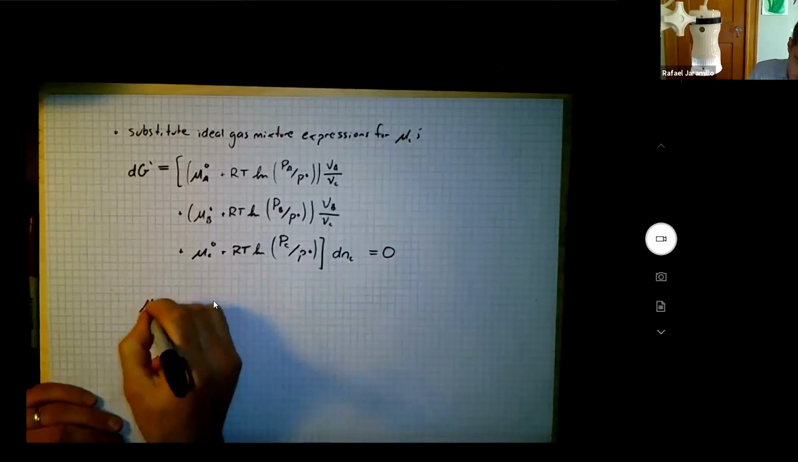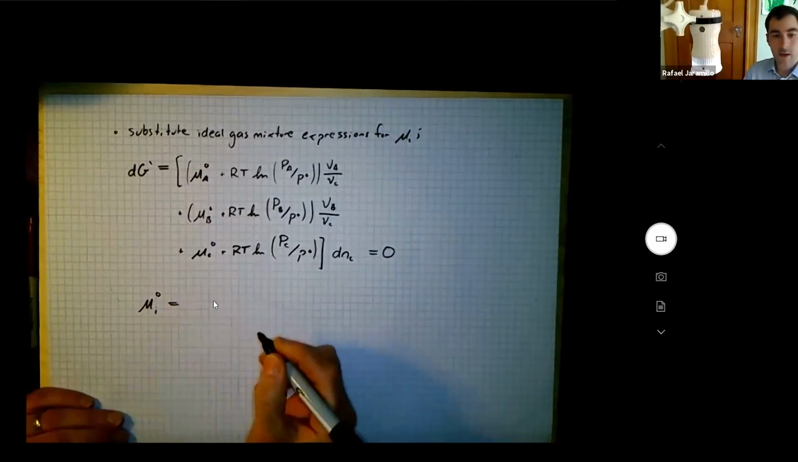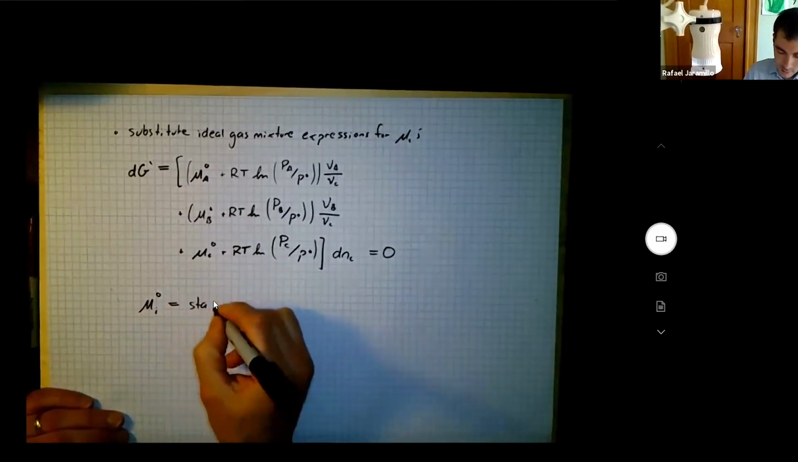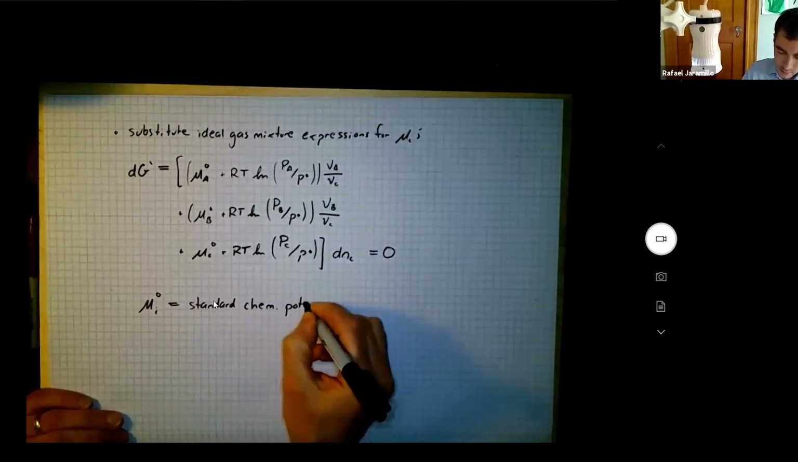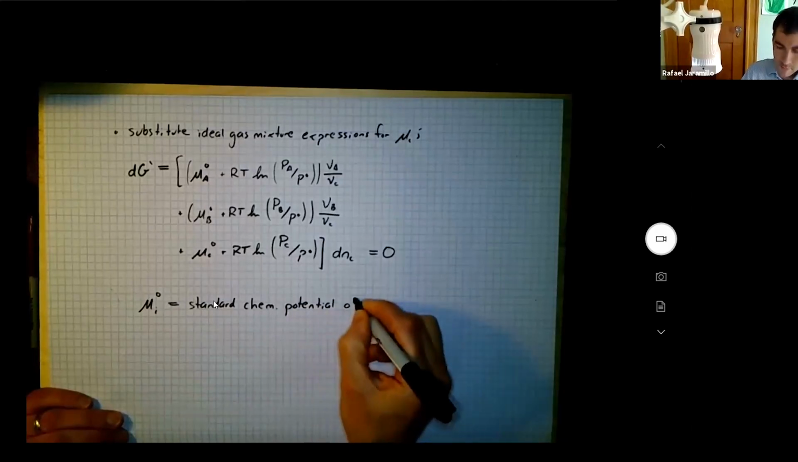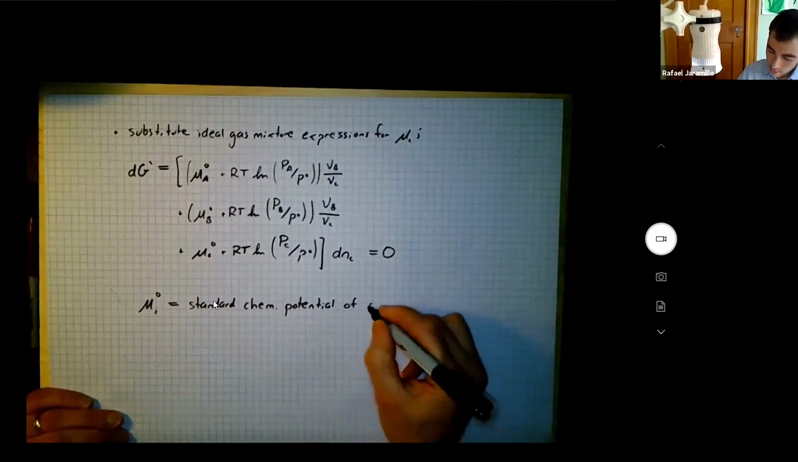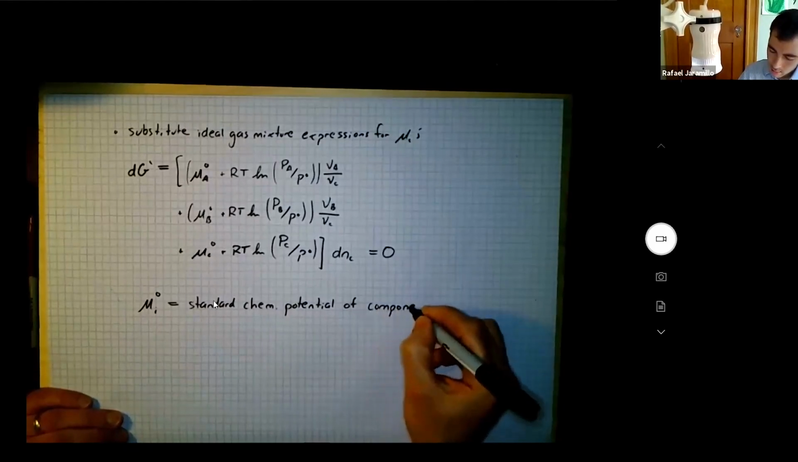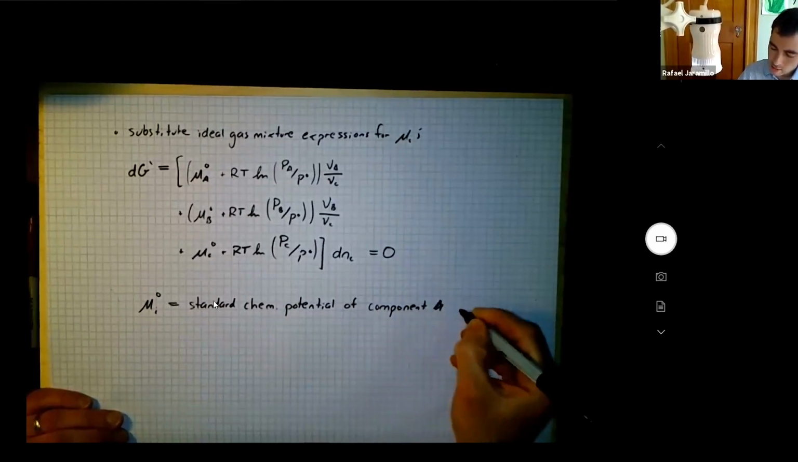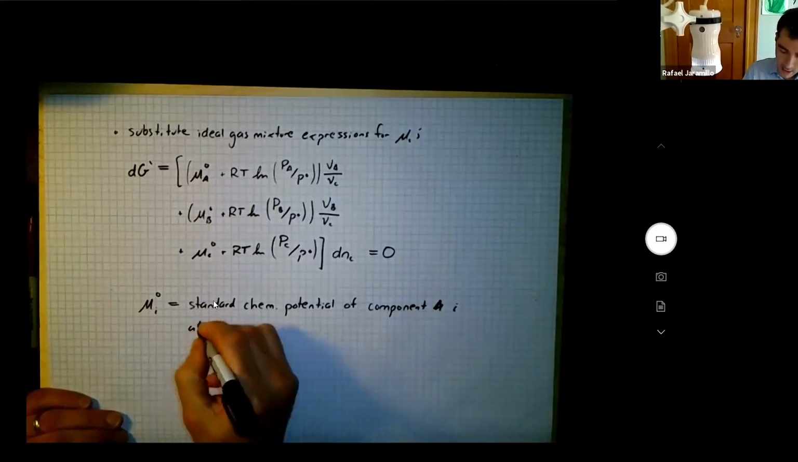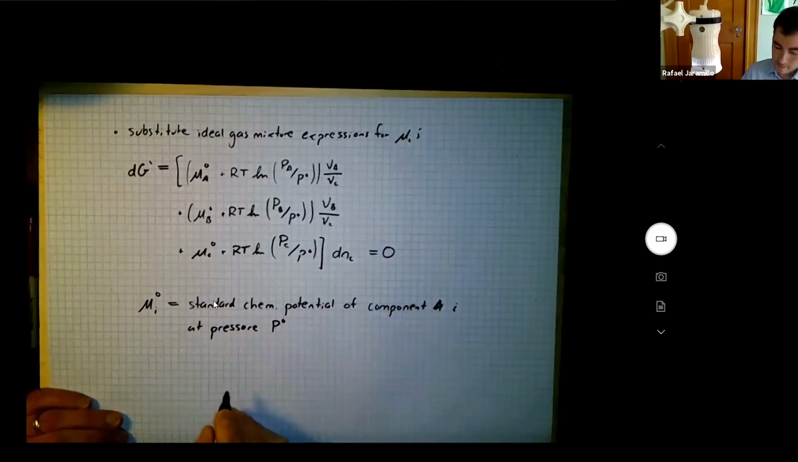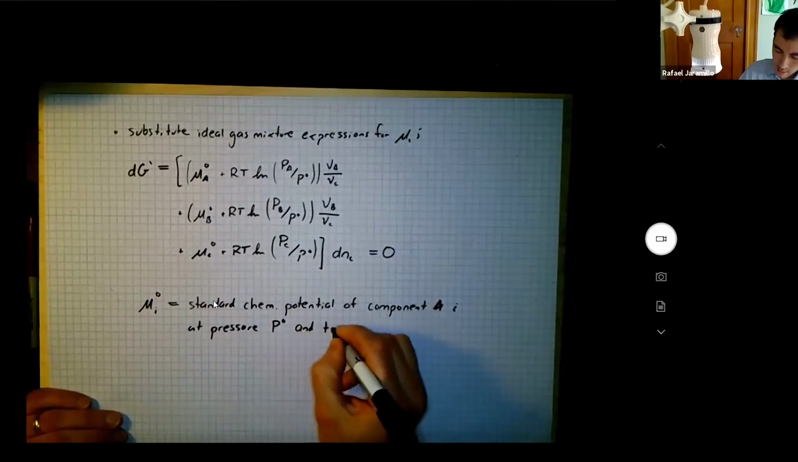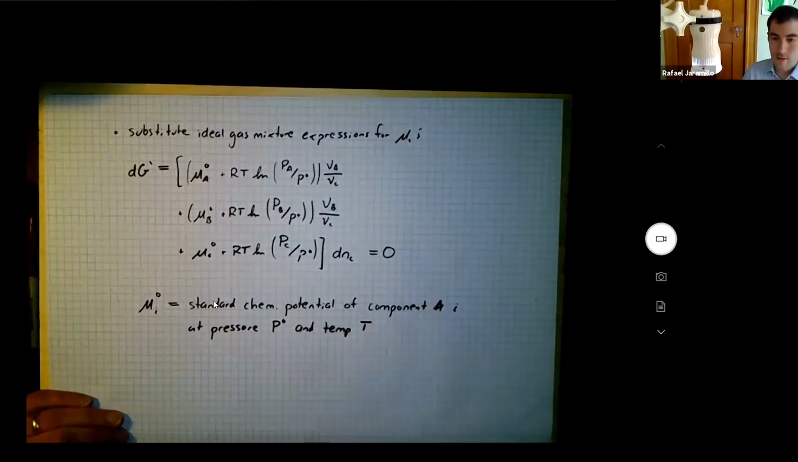And as a reminder, mu i naught equals the reference or standard chemical potential of component i, at pressure P naught and temperature T. And for P naught, we almost always choose 1 atmosphere.